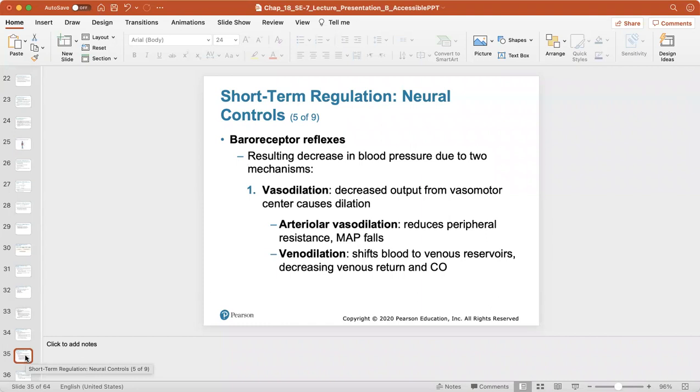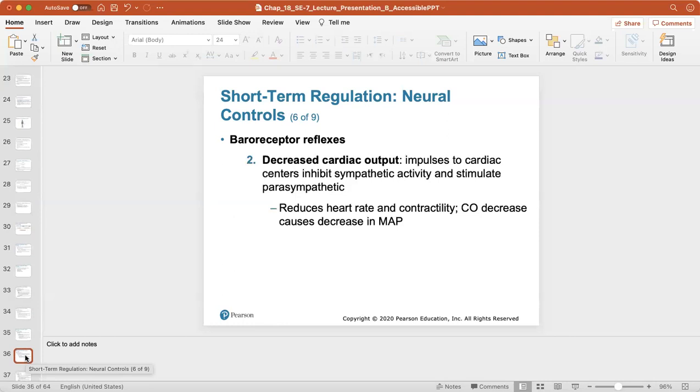The resulting decrease in blood pressure is due to two mechanisms: vasodilation, so decreased output from your vasomotor center in the brain causes dilation of your arterioles. The arterial vasodilation reduces peripheral resistance, so mean arterial pressure will fall, and venodilation shifts blood to venous reservoirs. That just means that it'll try to push the blood into these reservoirs of your large veins. That will also decrease venous return and cardiac output.